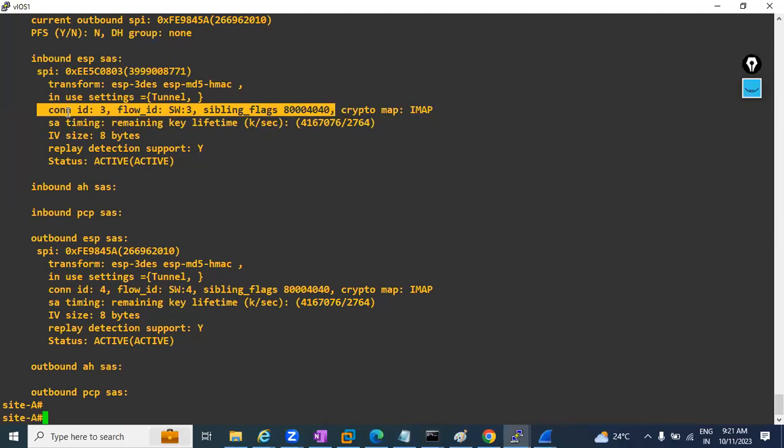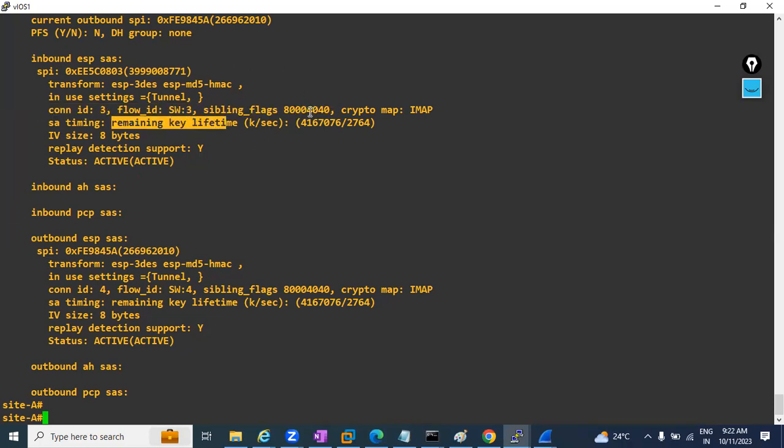Okay. So this is the remaining key lifetime. What is the total lifetime? Because the total lifetime, as you know, is 1 hour for phase two. So it is 3600. Out of 3600, how many seconds are pending? 2764 seconds are pending here.